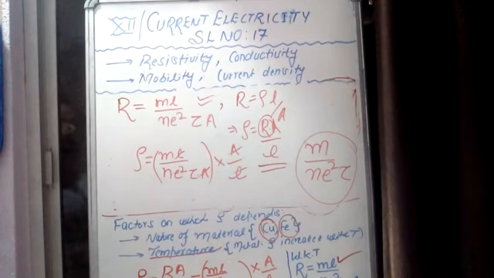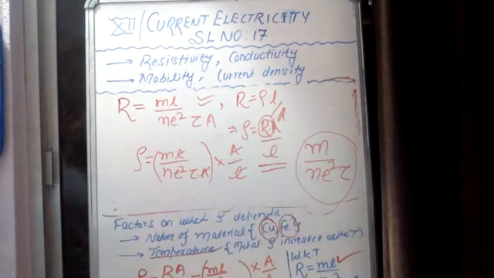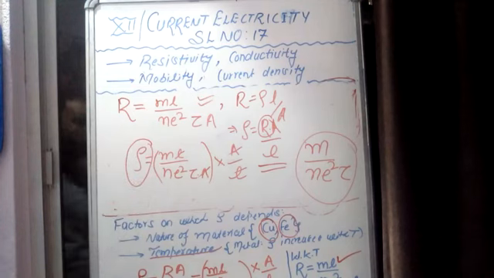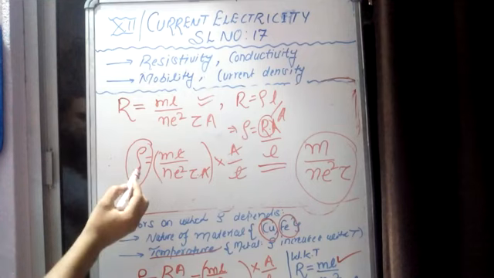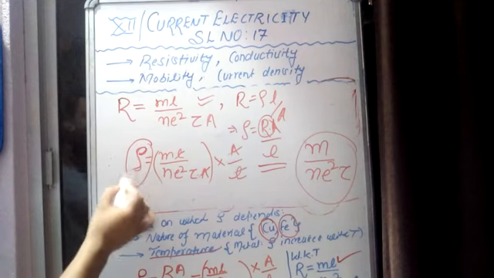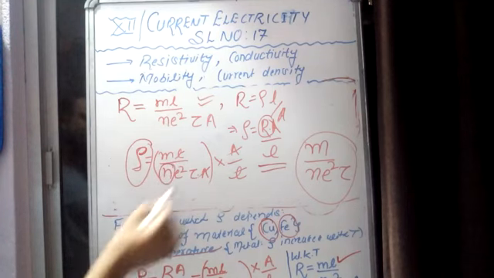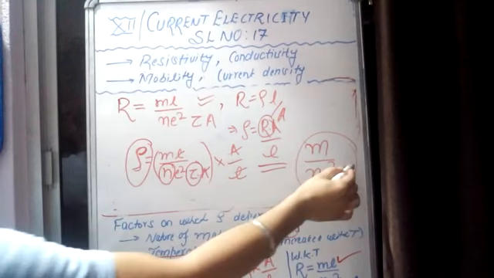Now from this formula it is very clear that there is no L and there is no area, which means dimensions are not there. It tells that the resistivity of a material does not depend upon the length of the material as well as the area of cross section of that material. It is free from that. Now from this formula it is clear that resistivity of a material depends upon n, that is the number density of charge carriers, and it depends upon relaxation time.